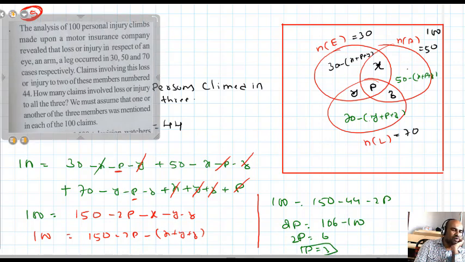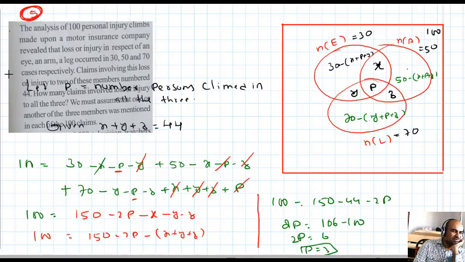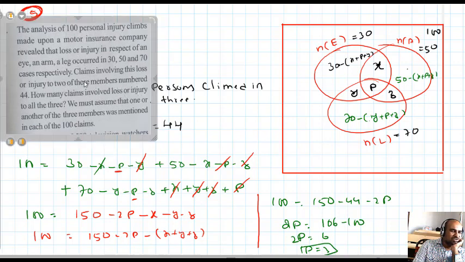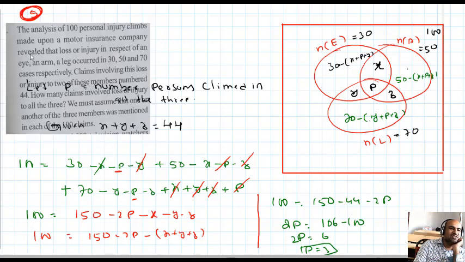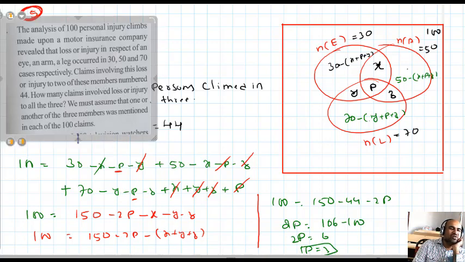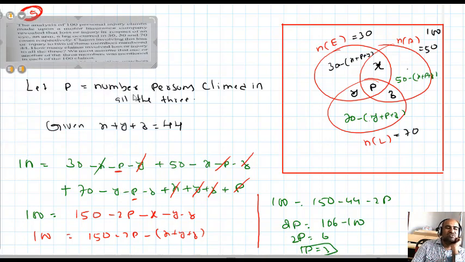Now I want to rewrite the problem. I want to read the problem. Okay, students. Actually, the problem is not given all. Actually, we need to find how many members are claimed for all the 3. So what I can say, the answer: the number of persons who claimed all the 3 equal to 3 persons.